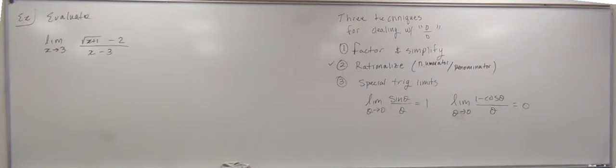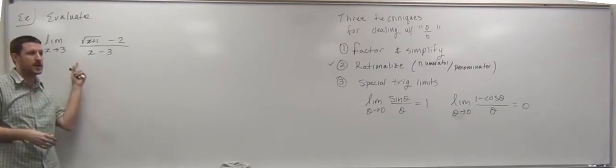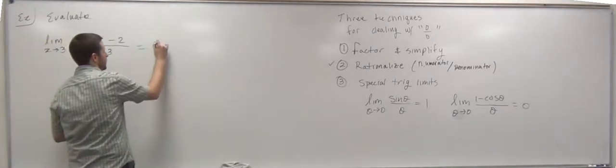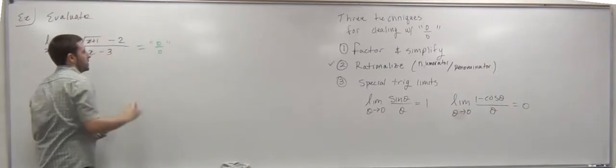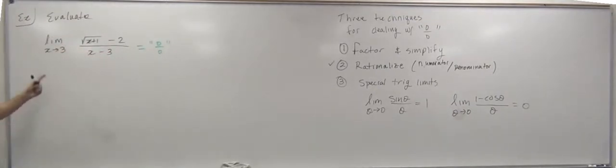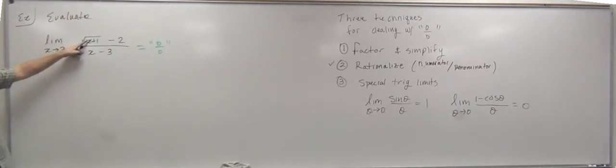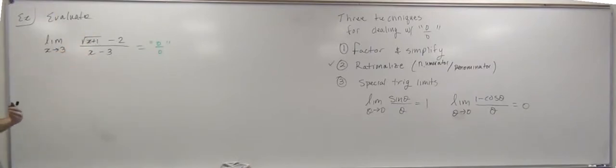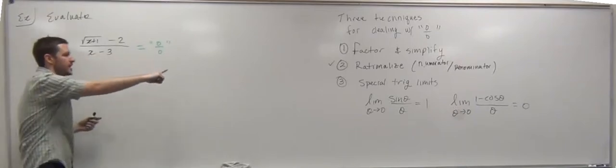So first observation, the first thing I would always try whenever I'm going to evaluate a limit: plug it in. What do you get? 0 over 0, right? So then, okay. Boo, we hate that, but it happens. I plug in 3 on top, and I get 2 minus 2, which is 0. I plug in 3 on bottom, I get 3 minus 3, which is 0. So now I'm going to have to use one of these techniques.